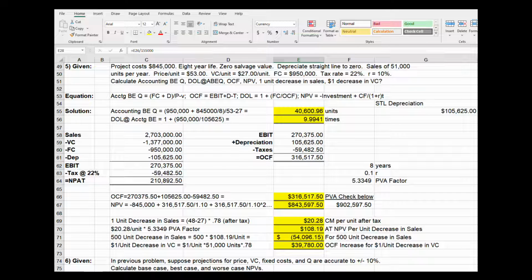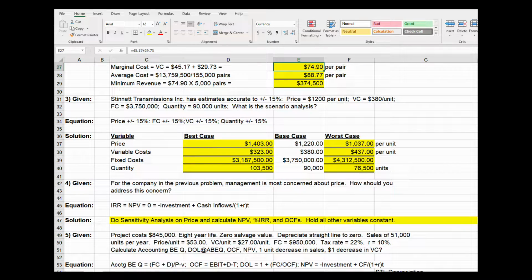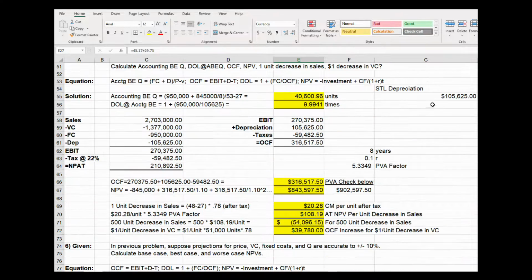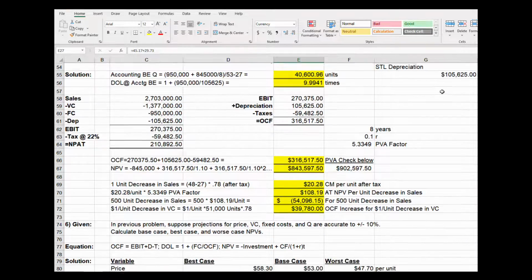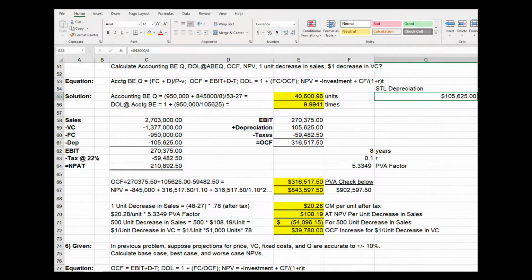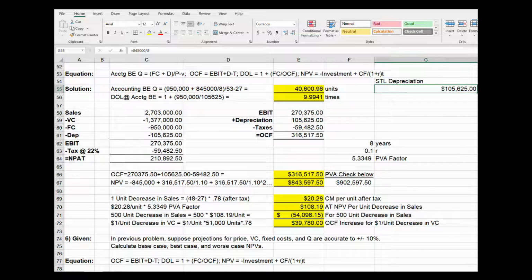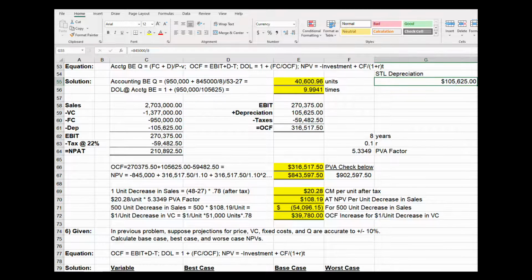8 years. So to calculate depreciation, which we're going to need later, let's go down to the depreciation numbers and calculate it. And that's very simply for a straight line, it's just the cost of the project, which is $845,000 divided by 8. And we get a depreciation amount, straight line, of 105,625.